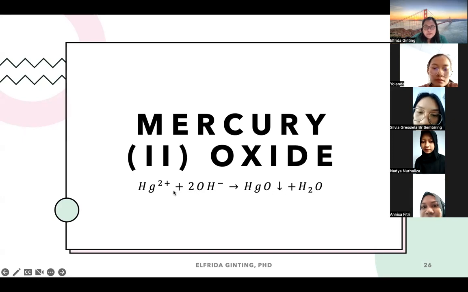Because the concentration, the mole, it's already in the stoichiometric proportion. So that's why it will form a mercury oxide in yellow color. Now, we have insoluble mercury oxide when we reacted with sodium hydroxide, or hydroxide ion.